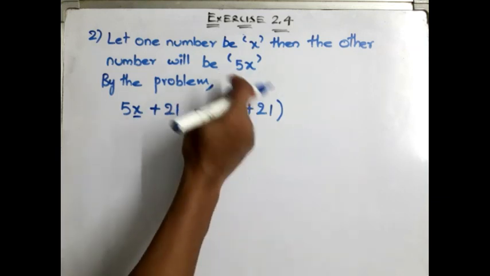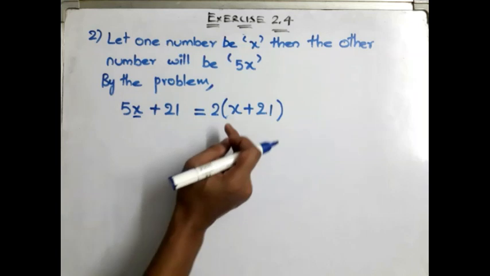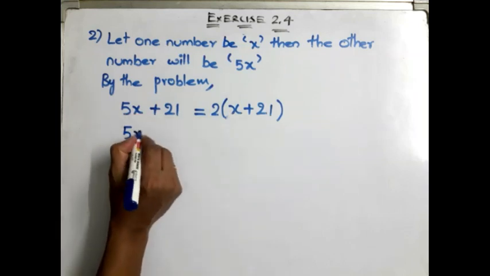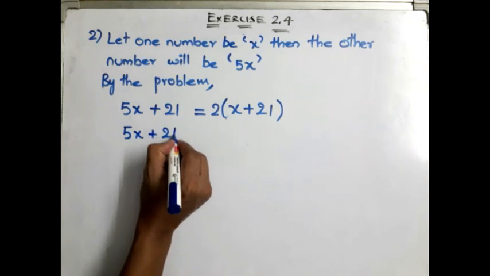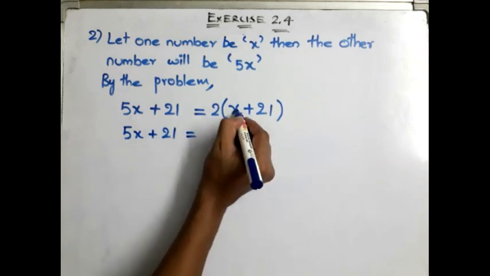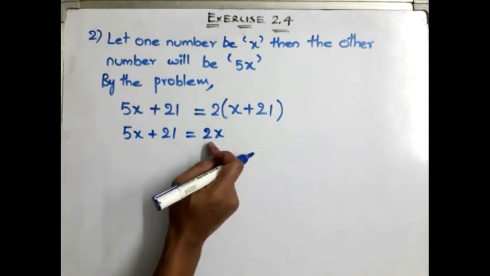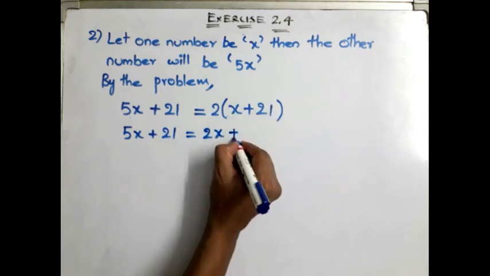So that is the reason they gave this hint. Now let us continue solving this. So 5x plus 21 will be as it is. 2 into the first term of the binomial 2x, because 2 into x gives us 2x. This plus comes as it is.